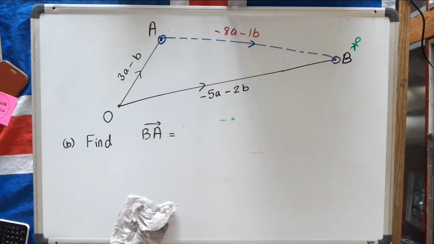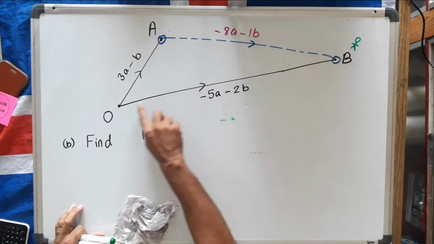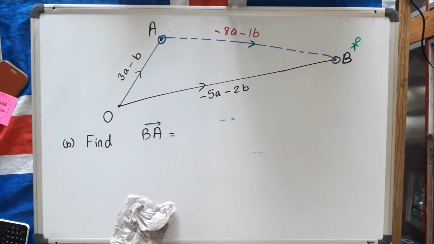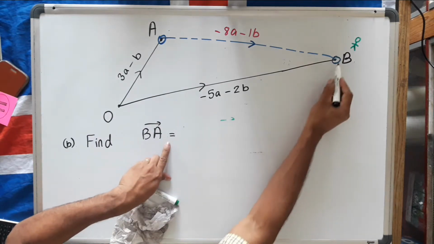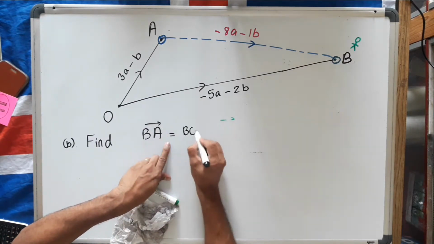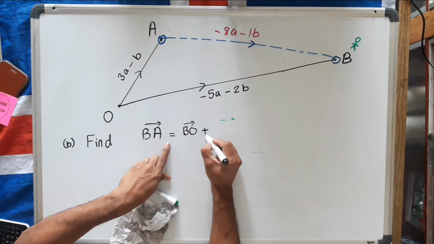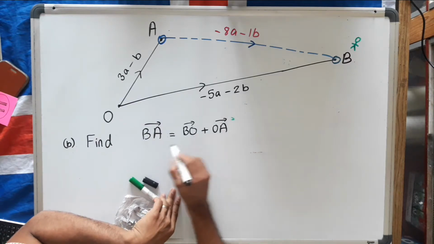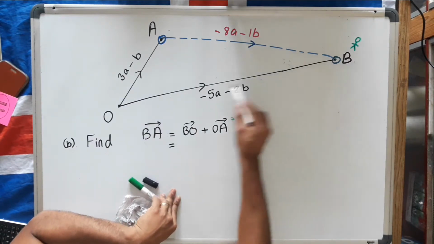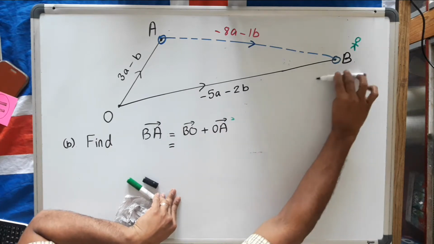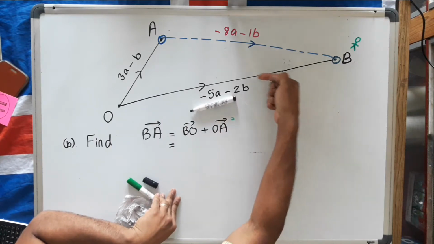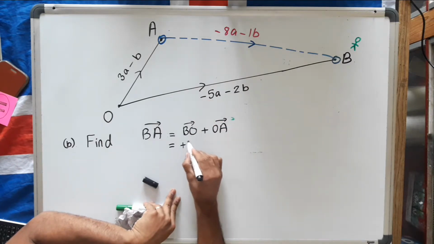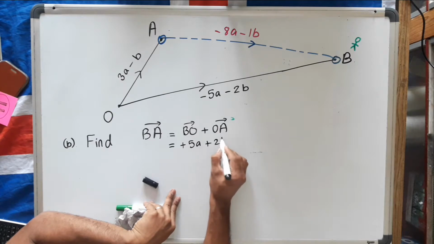So what would be your plan? To walk from B to O, and then when you reach O, walk from O to A. So let's put that plan for the examiner. Walk from B to O, B to O, then, that's the addition sign, walk from O to A. Alright, B to O. Are you going with the arrow or against the arrow? It seems to me we are going against the arrow. So we have to make everything here the opposite. You will get positive 5A, positive 2B.